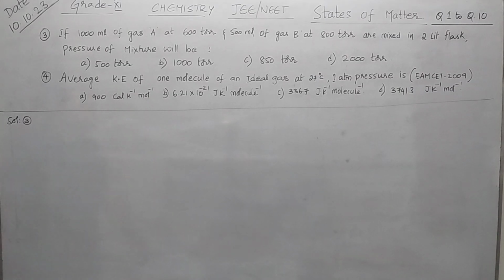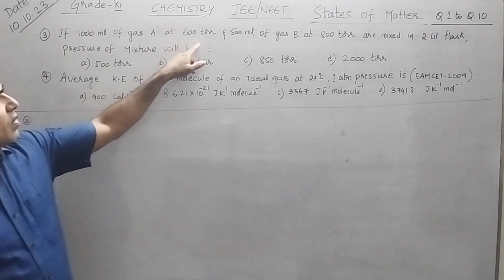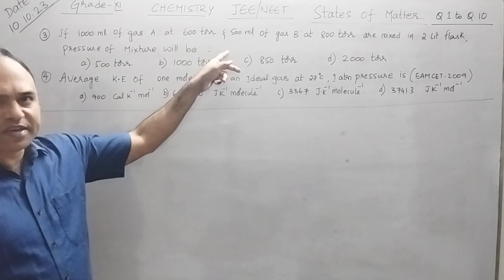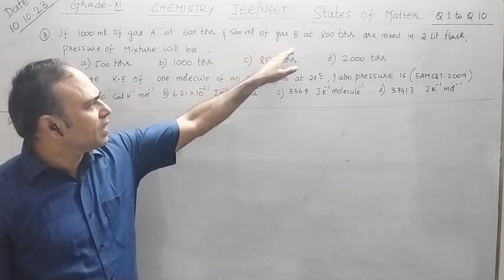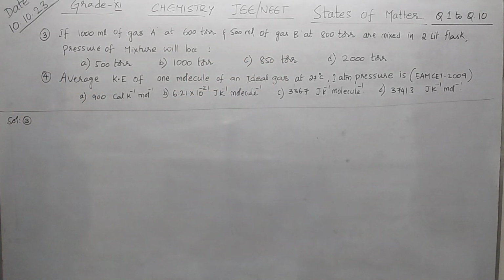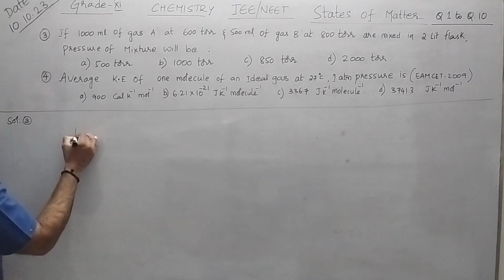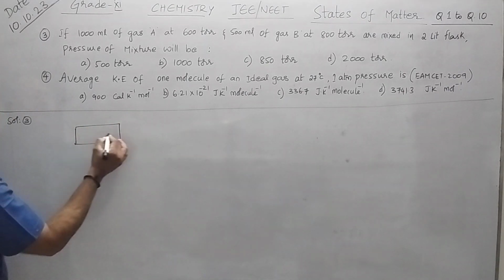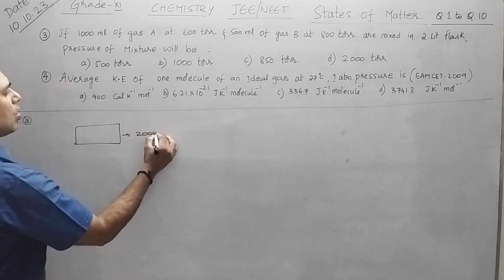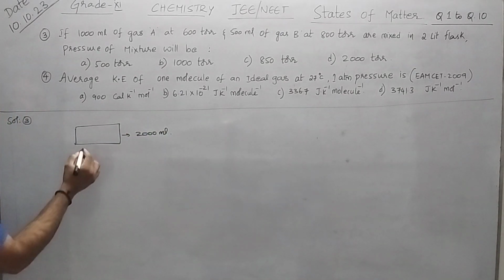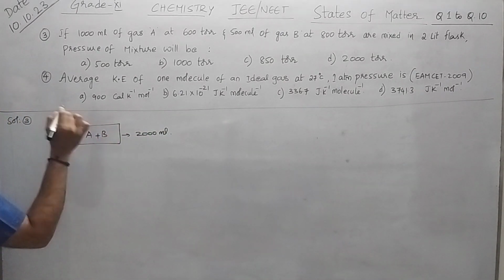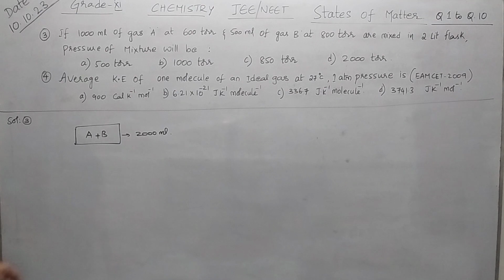Now let us see question number 3 and 4. In 3 they gave 1000 ml of gas A at 600 torr pressure and 500 ml of gas B at 800 torr are mixed in 2 liter flask. So if you are taking a flask, nothing but 2 liter or 2000 ml, in that you are having A and B mixed together. The question is what will be the pressure of the mixture.